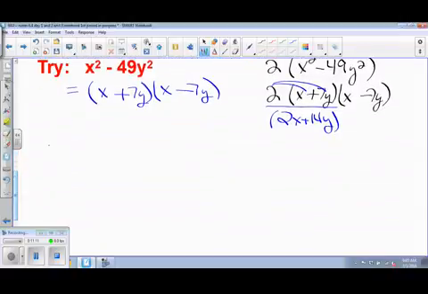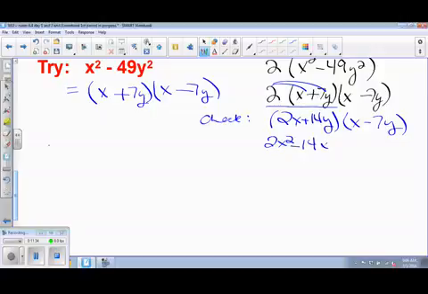I factored out the 2, so now I'm going to redistribute it if I want to check. And so that's times x minus 7y. Okay? Now, I redistribute this. First, I distribute the 2x. Okay? 2x times x is 2x squared. 2x times negative 7y is negative 14xy.